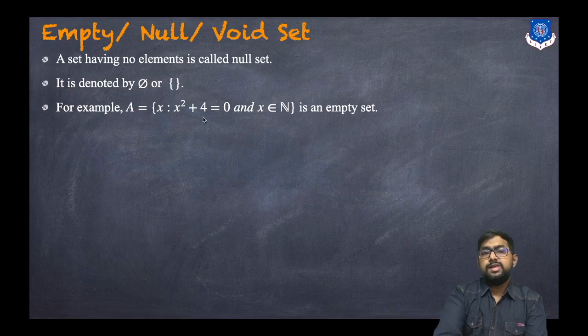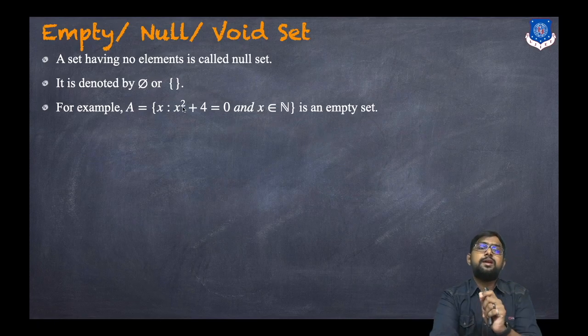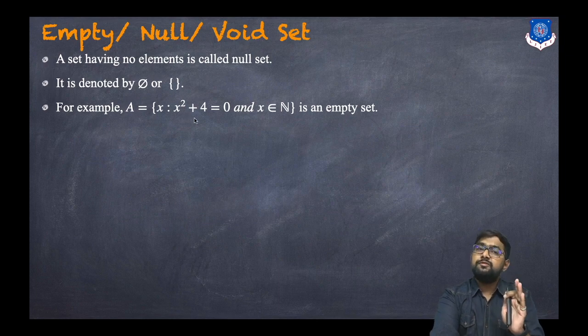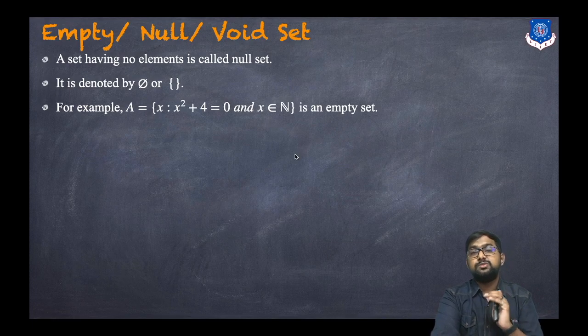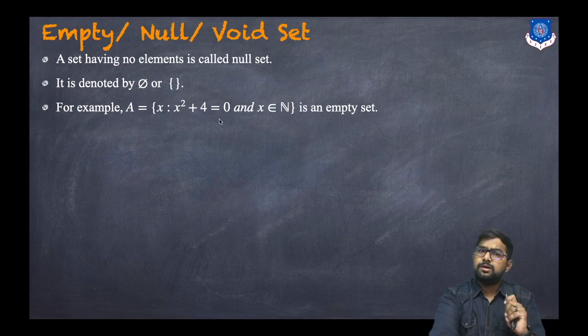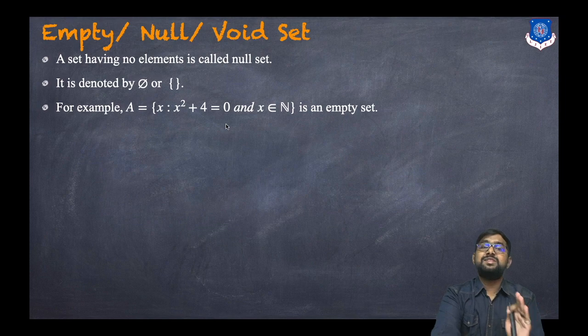How? See, x square plus 4 equals 0, and we also have the condition that x belongs to N. If we were simply given x square plus 4 equals 0, then the roots of this equation would be x equals plus or minus 2i, so that wouldn't be an empty set. But here the condition is also x belongs to N, so x has to be from natural numbers. But i does not belong to natural numbers. So the given set is an empty set, or it contains no elements.